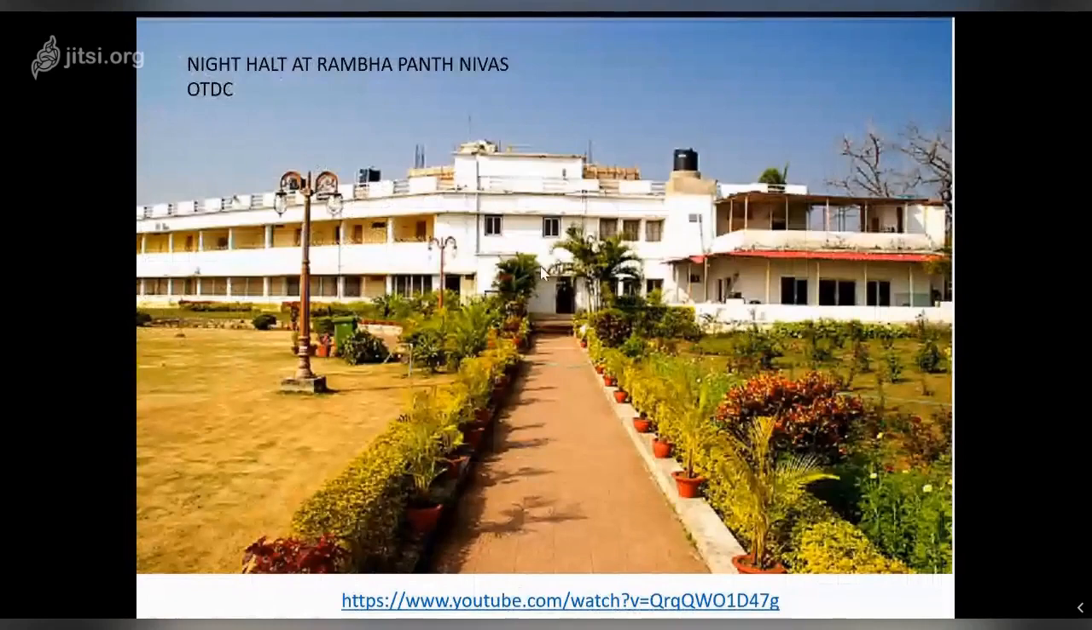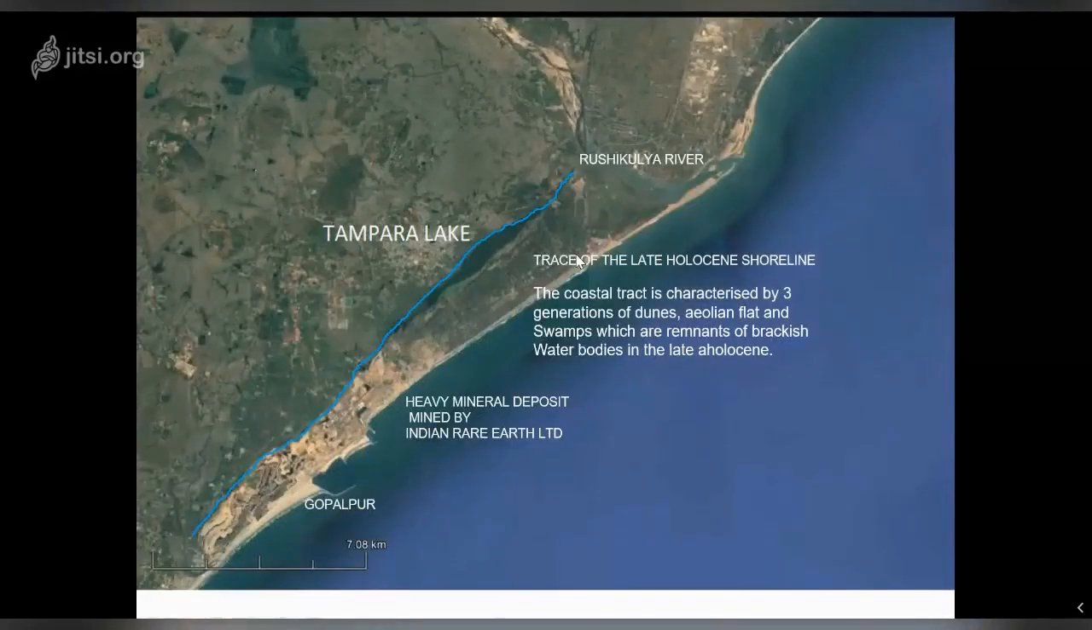Rambha is this Panthanivas tourist bungalow, Government of Orissa tourist bungalow. It's a very nicely located bungalow, which is actually the rear side of the bungalow is on the shoreline of Chilka. And it is very close to the place where I had collected those solution features on the rock. We move from Rambha on the highway, there is a drive of say some 30-40 kilometers to Gopalpur. Gopalpur is located here, but on the way you can go.